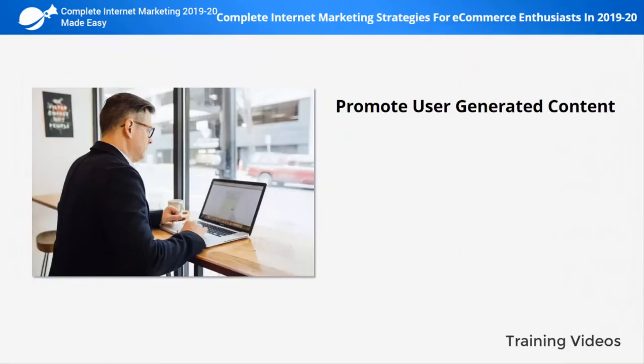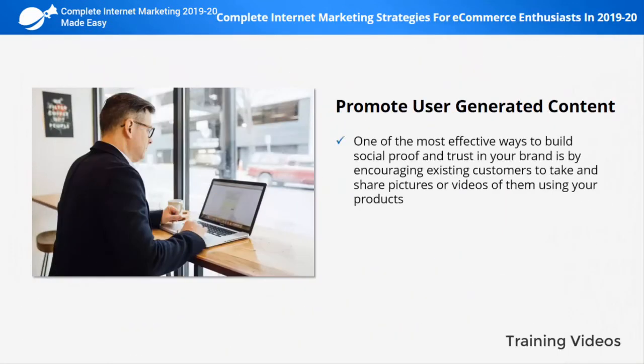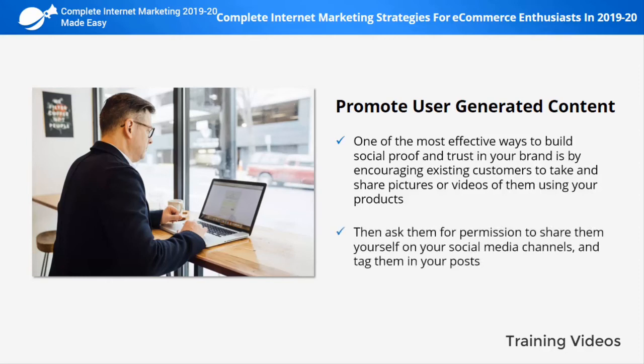Promote user-generated content. One of the most effective ways to build social proof and trust in your brand is by encouraging existing customers to take and share pictures or videos of them using your products, or the final results of using one of your services. Then ask them for permission to share them yourself on your social media channels and tag them in your posts. This will help you to show actual people using and loving your products, and will expose your brand to your customers' followers, increasing your reach.